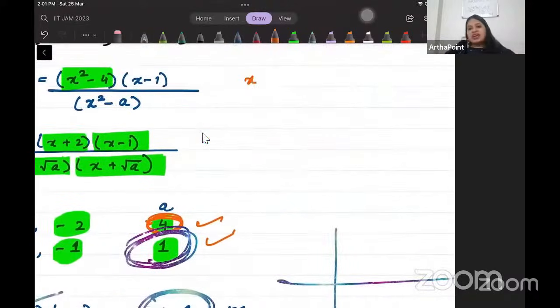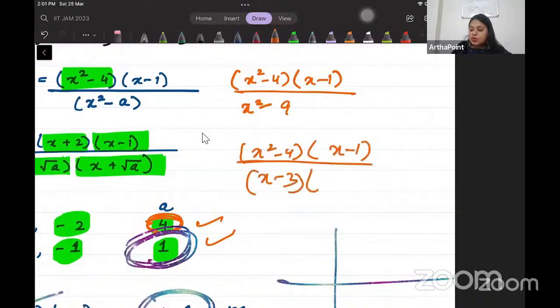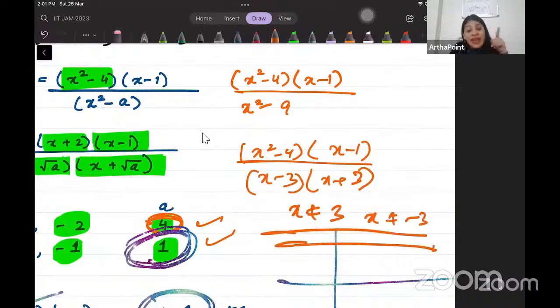Suppose my a is, let's say 9, right? So what will I have? I will have something like this: x square minus 9, so x minus 3 into x plus 3. And I don't want my denominator to be 0. So I don't want my x to be 3 or my x to be minus 3. So for any other value, I will get 2 points of discontinuity, right? Whatever a I put in here, I will get 2 points of discontinuity.